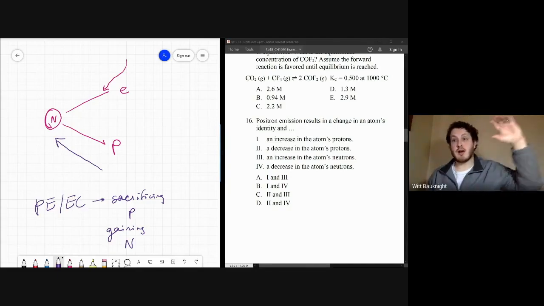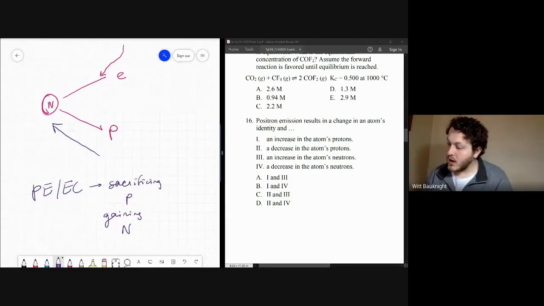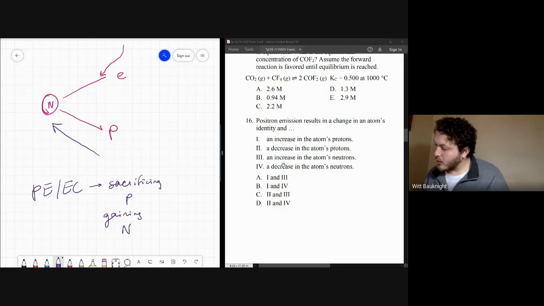We're taking a neutron, we're pushing it into a proton. So we would expect to see a decrease in the atom's protons and an increase in the atom's neutrons. So that's why 2 and 3 are correct. So the answer to this is going to be C.